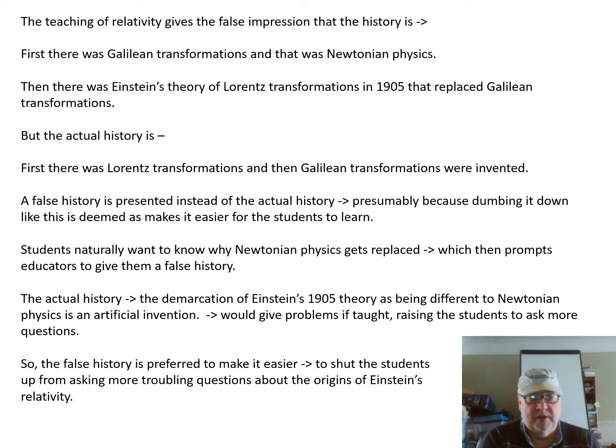The actual history, the demarcation of Einstein's 1905 paper as being different to Newtonian physics, is an artificial invention. And that would give problems if taught, raising students to ask more questions. So the false history is preferred to make it easier to shut the students up from asking more troubling questions about the origin of Einstein's relativity.